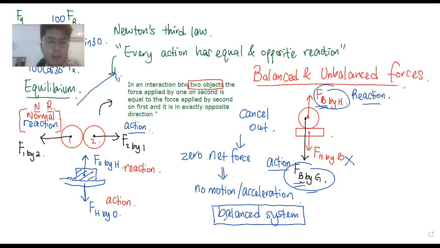Now, don't get confused. A balanced system can have a moving object in certain cases. Not necessarily it must be at rest. A balanced system simply means the forces coming in these directions, in any directions, are all producing a 0 net effect. That is a balanced system. Okay, so we say that this is an equilibrium.